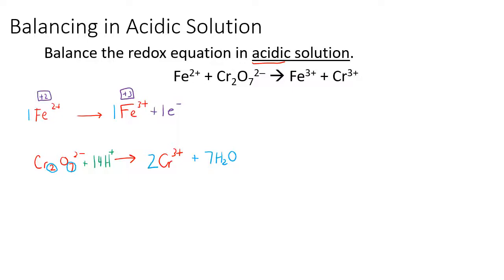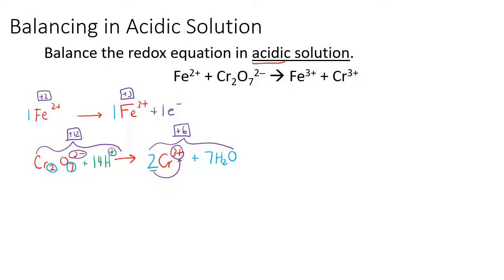For our second half reaction, we want to take a tally of the total charges. The total charge on the left-hand side, we have 14 +1 charges from our hydrogen ions, and we have a -2 charge from our dichromate ion. So our total charge is going to be +12 on the left-hand side. On the right-hand side, we have water, which is neutral, so it has no charge, and we have 2 chromium ions, each that have a 3+ charge. So our total charge on the right-hand side is +6.